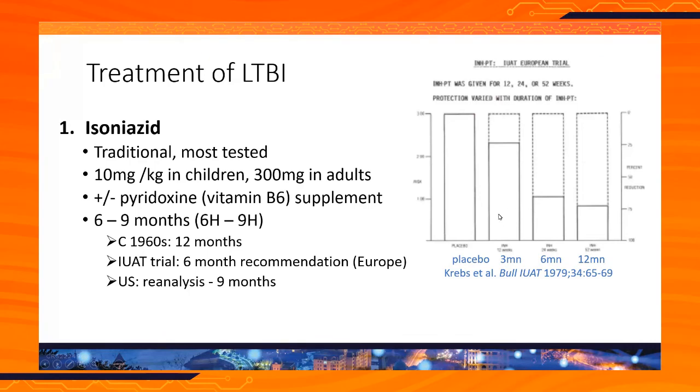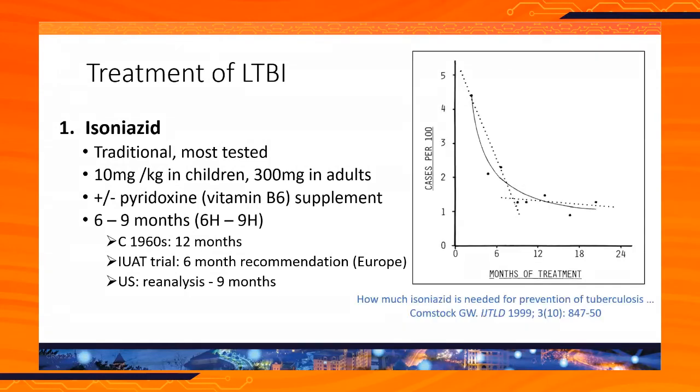But then subsequently, a reanalysis of this data and other studies in the US by the Public Health Association and a famous paper published by Comstock in 1999 identified that the inflexion point in the reduction of cases happens around 9 months. So there was no study of 9 months specifically, but it's for this reason that in the US they recommend 9 months of isoniazid therapy with a slightly better outcome, but a much longer treatment course.